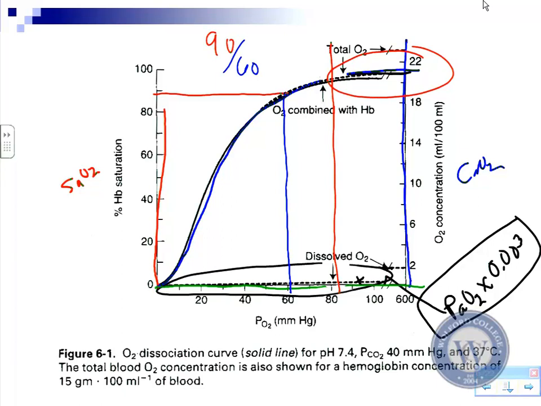Now, why is that important? Here's why it's important. Because you need to have this image in your mind. When all of a sudden your patient goes to 90% saturation, it isn't time to sit there and conjecture, should I ventilate this individual? Because look where I'm at.